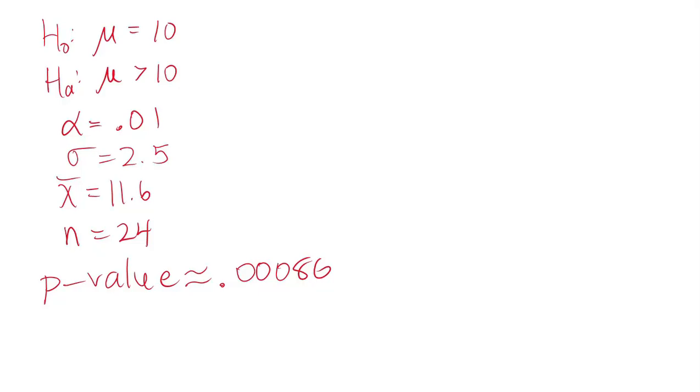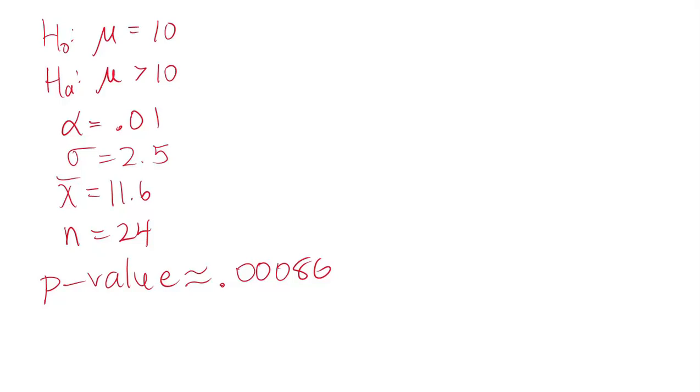What this p-value tells us is if the null hypothesis was true, and if the population standard deviation was 2.5, and if we assume the sample means are normally distributed, then the probability that we could have gotten a sample mean of 11.6 or more from a sample of size 24 is around 0.00086. So if we round that up to 0.001, that's like a 1 in 1,000 chance. It would be very, very unlikely that we would get a sample like this if the null hypothesis was true. So we don't believe the null hypothesis. The null hypothesis is almost certainly false.